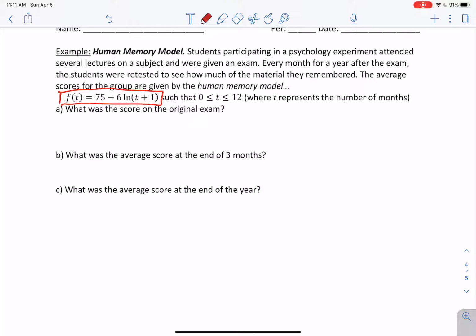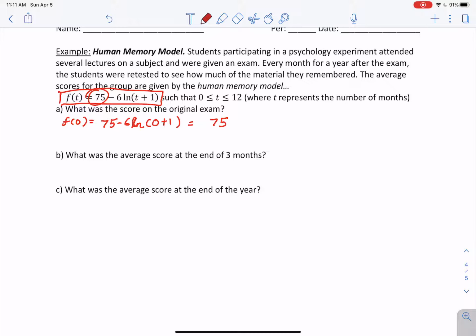So the first question is, what is the score on the original exam? What's the average score? So the original exam, that would be t equals 0. So we can do f of 0. That would give us 75. That's like our initial value as well.